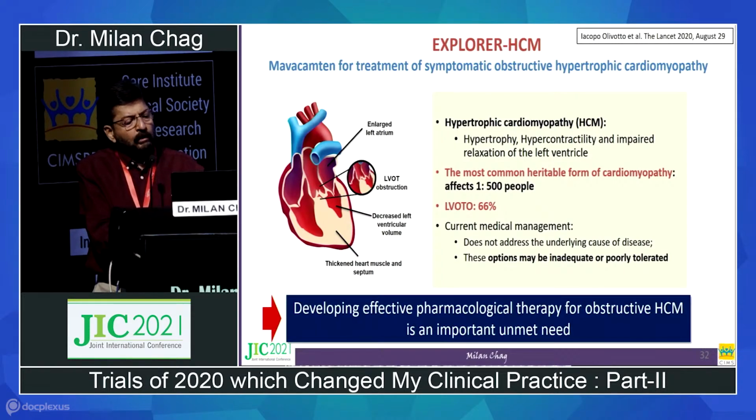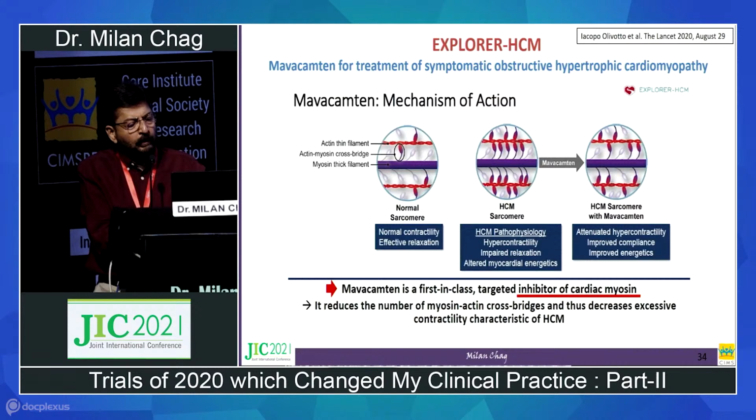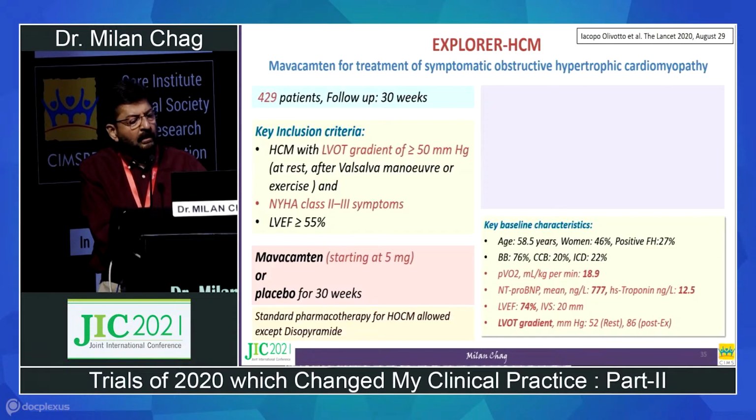We don't have any molecule which is directly specific for hypertrophic cardiomyopathy. We know about actin and myosin, and in HCM there is a strong cross-linkage between actin and myosin fibers. This molecule is an inhibitor of cardiac myosin, and it reduces this strong bond between actin and myosin. That's how it makes the heart muscle more compliant, and it reduces contractility to some extent.